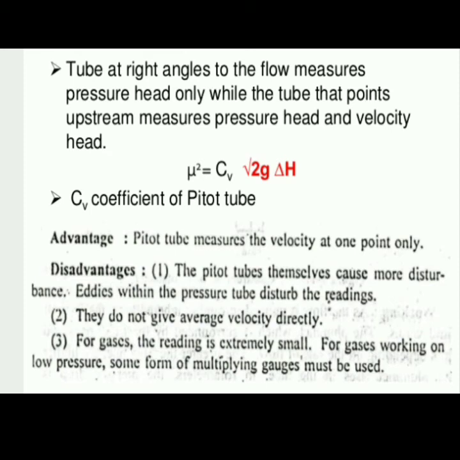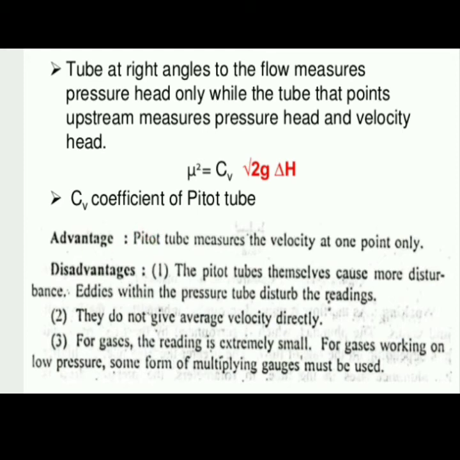So the velocity head of the fluid, that is delta hp, may be obtained from an equation similar to the equation of orifice and venturi meter. Then it gives U squared is equal to Cv into root 2g into delta H. Here Cv is the coefficient of the pitot tube, and this is all about the pitot tube.